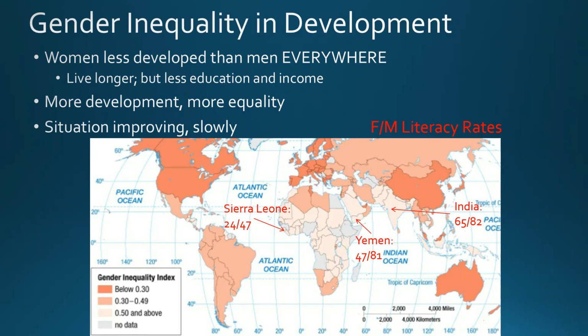This situation is improving slowly, and a lot of what happens around the world is that a lot of girls are pulled out of school much earlier than boys. If you can only pay to educate one of your children, odds are it's going to be a boy and not a girl. Girls are pulled out earlier for a variety of reasons, including marriage.